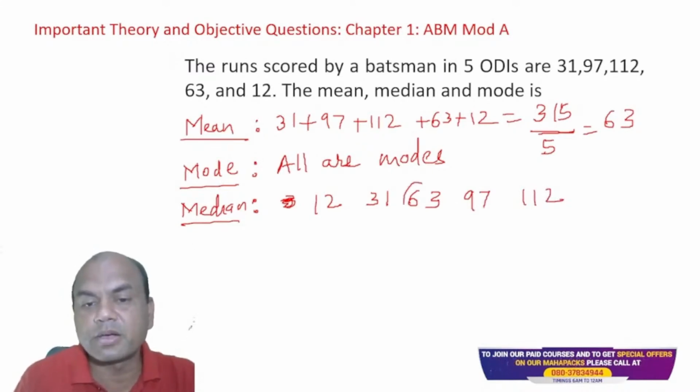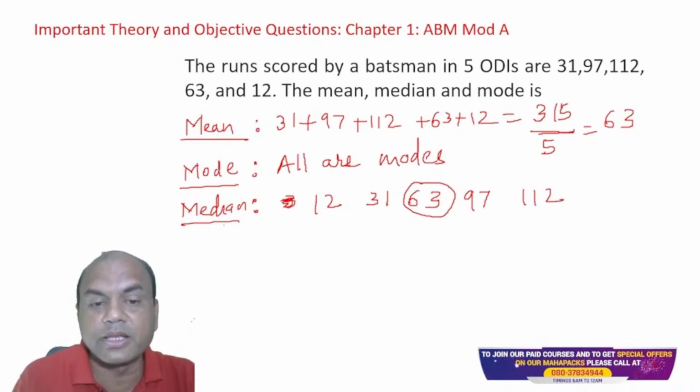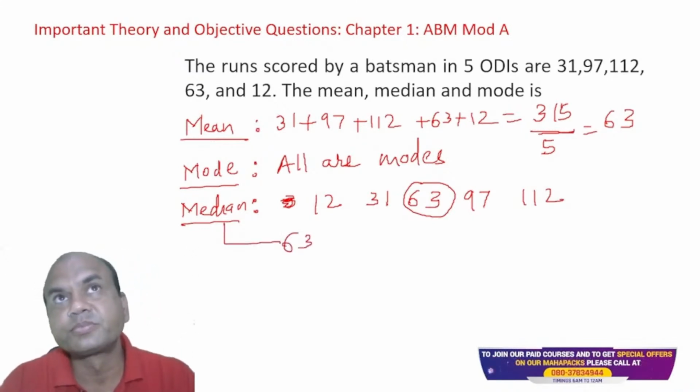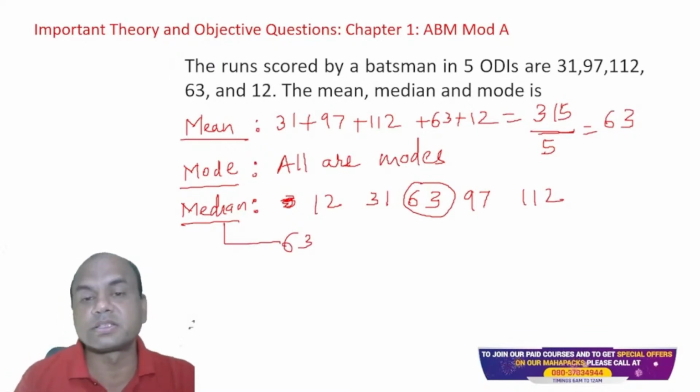Which is the central number? 63. So 63 is my median. So median equals 63. Got it, everyone? How to find out the median? Arrange them in serial order.